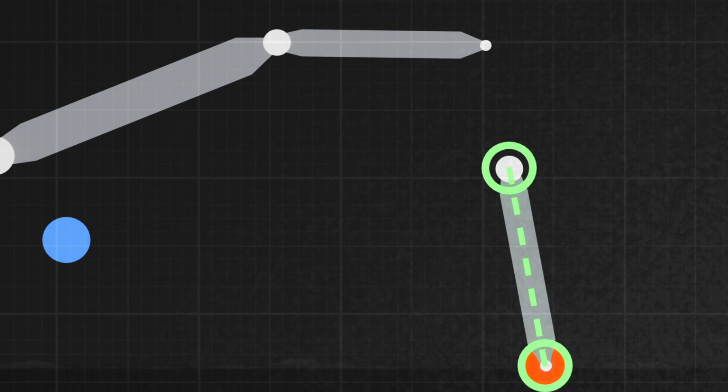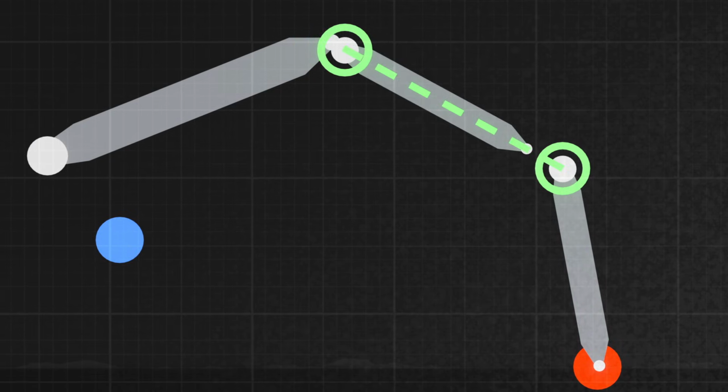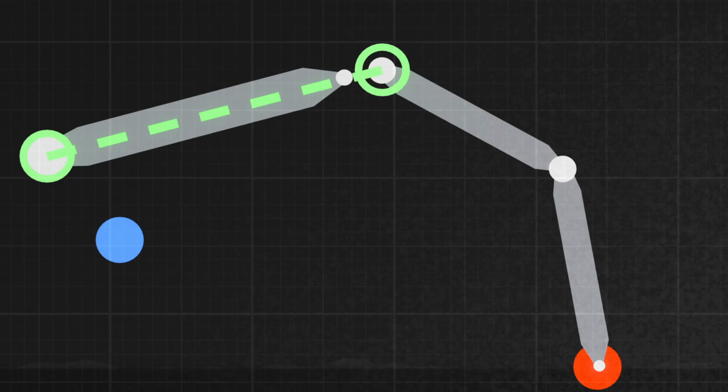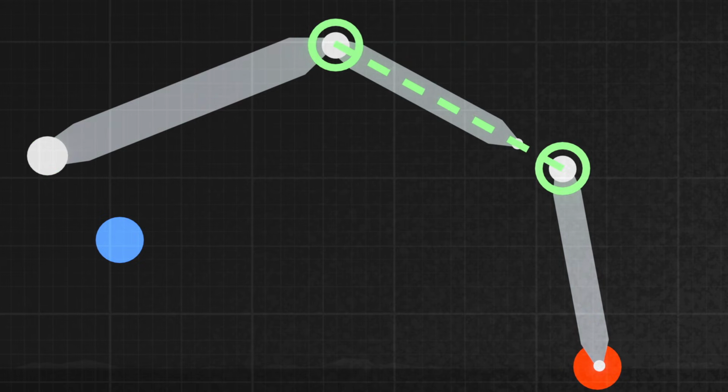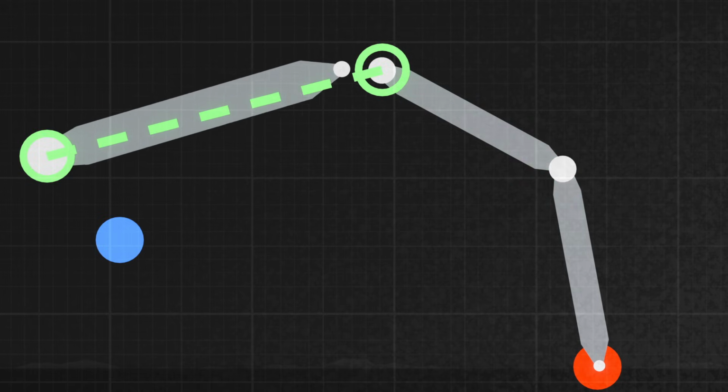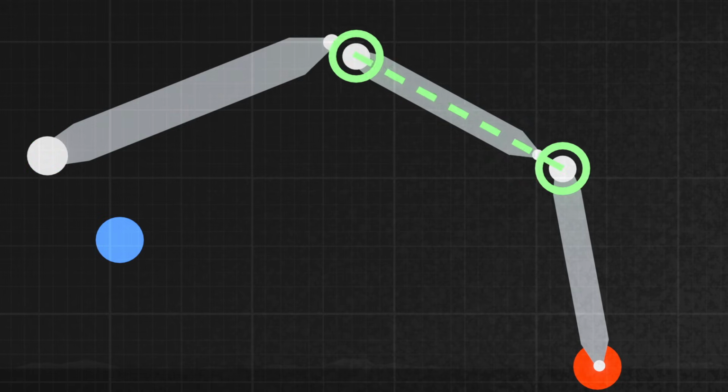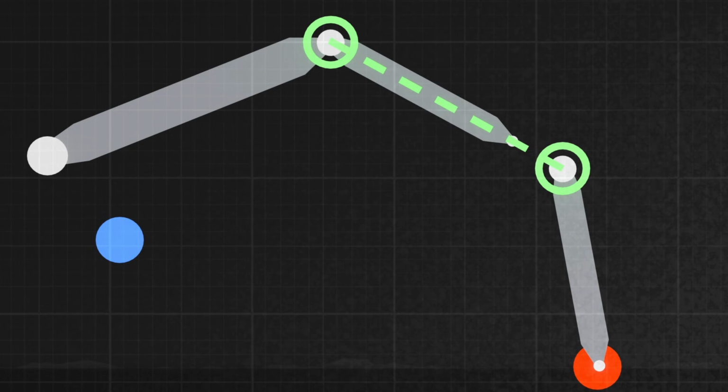When that's done, we continue performing similar calculations on other limb segments, going from the end effector to the origin. The only difference here is that instead of the end effector's location, we use the location of the previously modified segment.